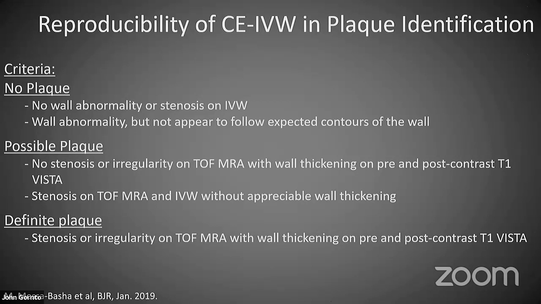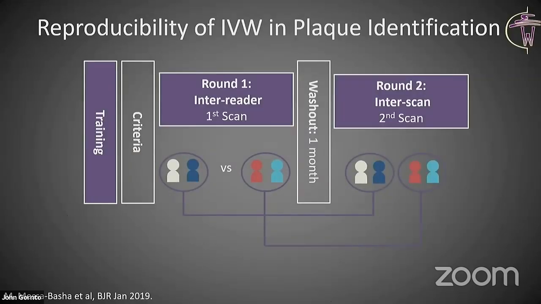And through an iterative process of review with 4 reviewers, some of whom had no experience with vessel wall imaging and some of whom had a lot of experience, we developed these criteria in terms of assessing whether there's no plaque, whether there's possible plaque, or whether there's definite plaque. If you need this, I'm happy to share it. We were trying to establish these criteria based on looking at MRA, pre and post contrast T1 weighted vessel wall imaging. And we had these 4 raters, as I mentioned, with very varying degrees of experience. One person had never reviewed a vessel wall imaging study before we started this iterative process.